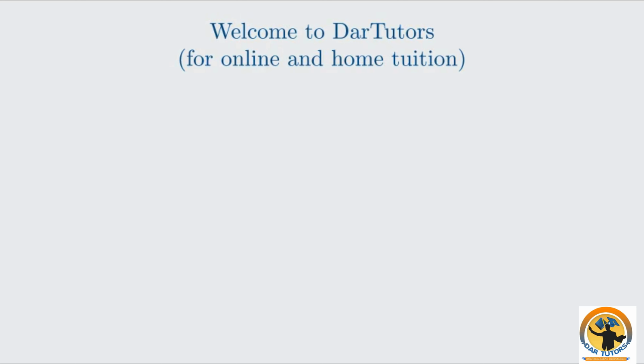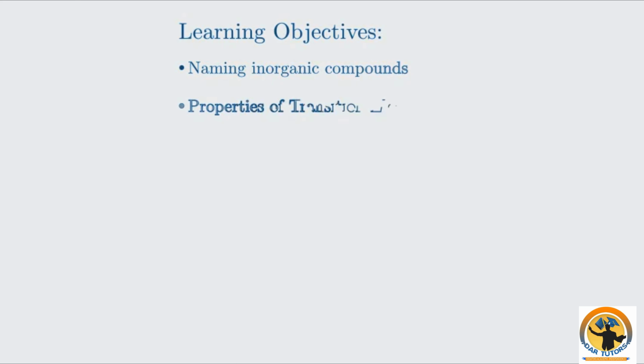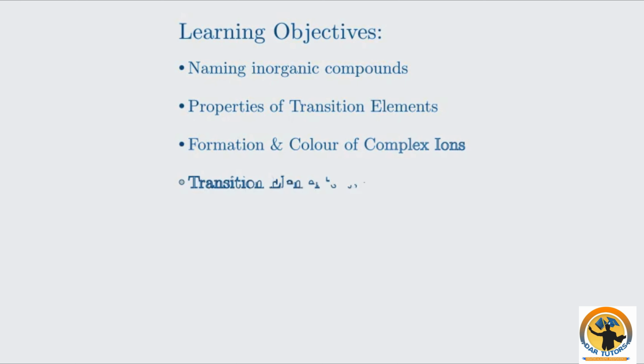Today, we're going to explore some advanced concepts in inorganic chemistry, specifically designed for IB chemistry higher-level students. We will cover the naming of inorganic compounds, the properties of transition elements, the formation and properties of complex ions, including their color, and finally, how transition elements act as catalysts.